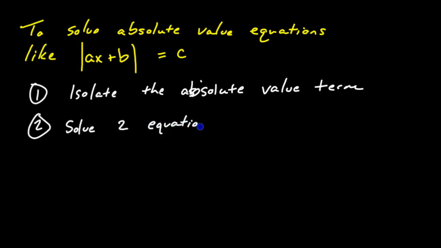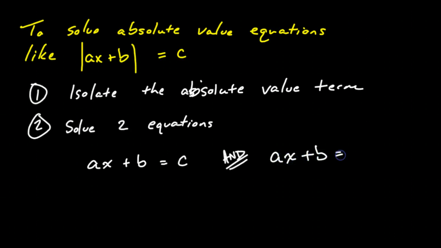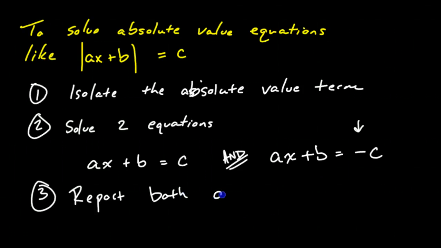The first equation that you're going to solve is exactly what you see: ax plus b equals c. You just lose the absolute value bars. The second one that you have to remember to solve is ax plus b, but then you make whatever's on the right the opposite value. So if it was 10, you make it negative 10. Once you do both of those equations, you report both answers because both answers could be true.